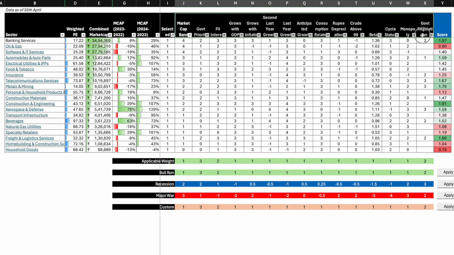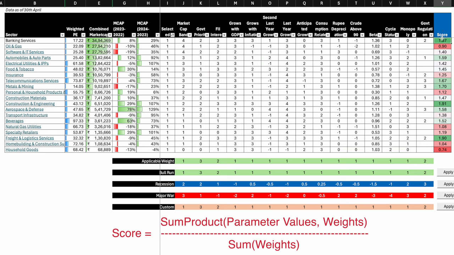So these are the 15 inputs that go into the model which give a sector score. Sector score is nothing but the rating that we have provided in these cells multiplied by a weight. This weight could be 1 in each cell. I put government priority at a higher weight compared to the other columns. FII interest typically drives up the PE. That is why I have put 2 here.